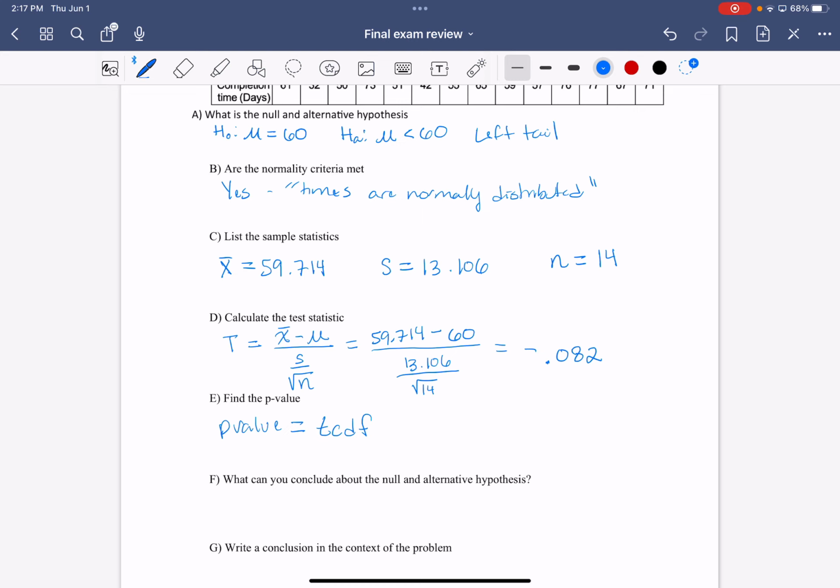Which formula sheet are you on? I'm on the formula sheet for exam 2. On the front side it says confidence intervals, and on the back side it says hypothesis testing. Then for single population mean, that was the T equals, and go down to the bottom, it says p-value TCDF.